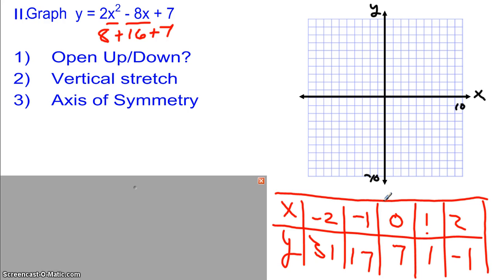No. Okay, so if you were to plot these points, I don't even have room given I'm using a scale of 1 here. So I have 0, 7, 1, 2, 3, 4, 5, 6, 7. I have 1, 1. I have 2, negative 1. And then I have negative 1's way up here, so, way up there. Negative 2 is way up there.